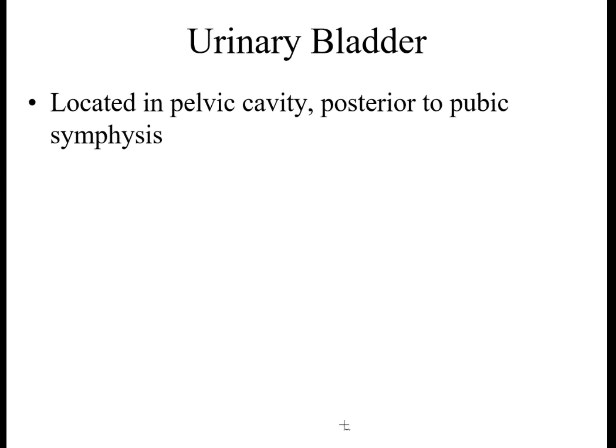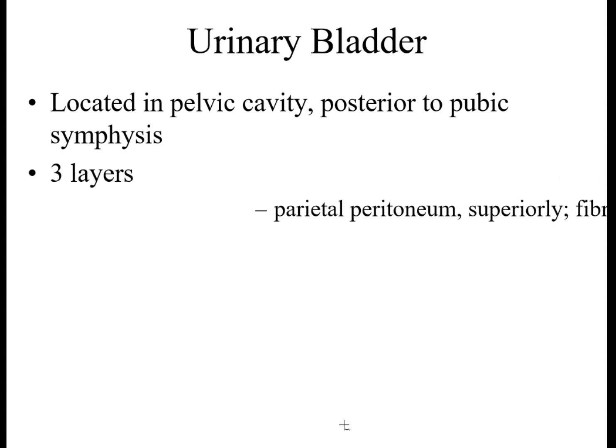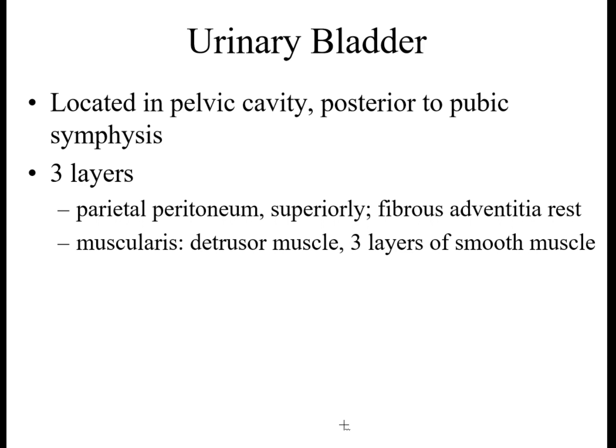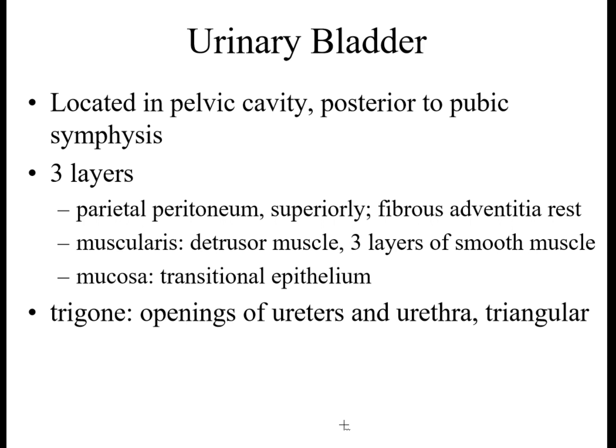It is located in the pelvic cavity, posterior to the pubic symphysis, and it also has three layers. One is the parietal peritoneum superiorly with fibrous adventitia, and the second is the muscularis layer, the detrusor muscle, which is three layers of smooth muscle, and then the mucosal layer is transitional epithelium, right? The trigone is the opening of the ureters and urethra, and it is triangular.